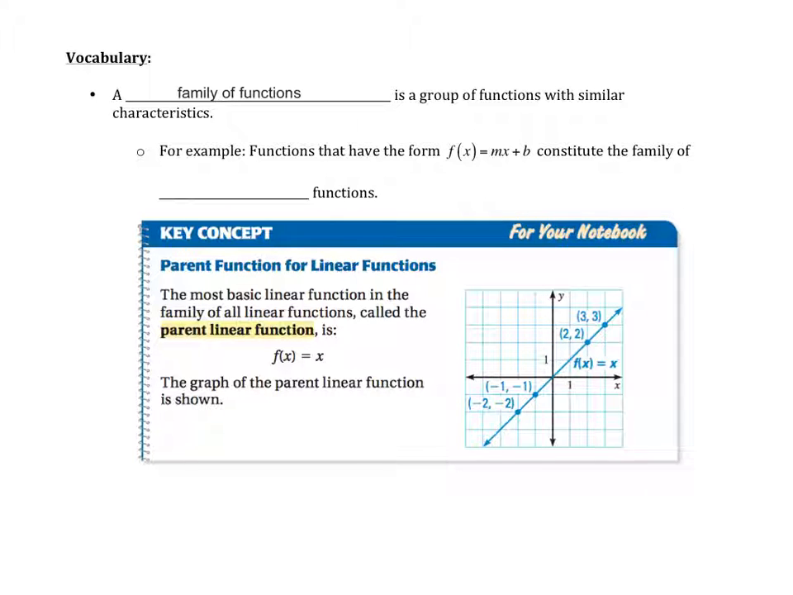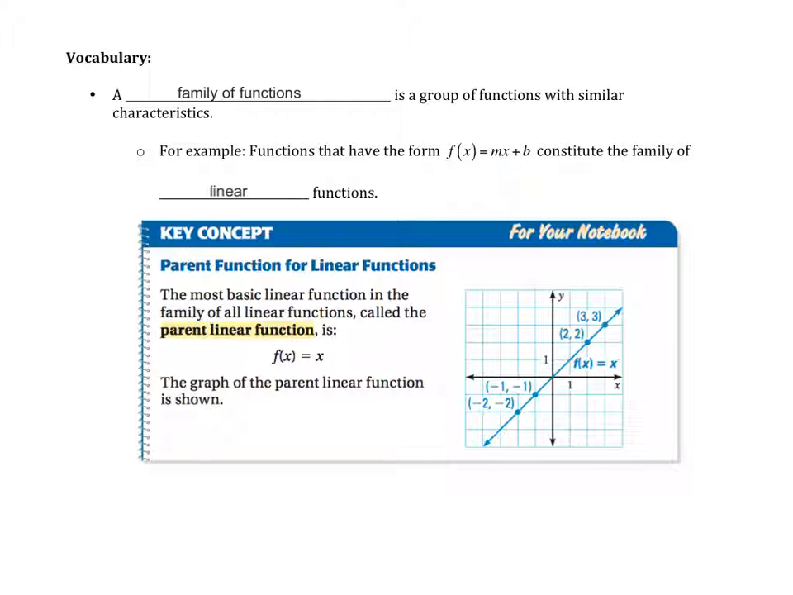For example, functions that are in the form of f of x equals mx plus b constitute the family of linear functions. The root word of linear is line, so that tells you that if I graph any equation in this form, which again we typically see as y equals mx plus b, the graph will be a line, so it's called a linear function.